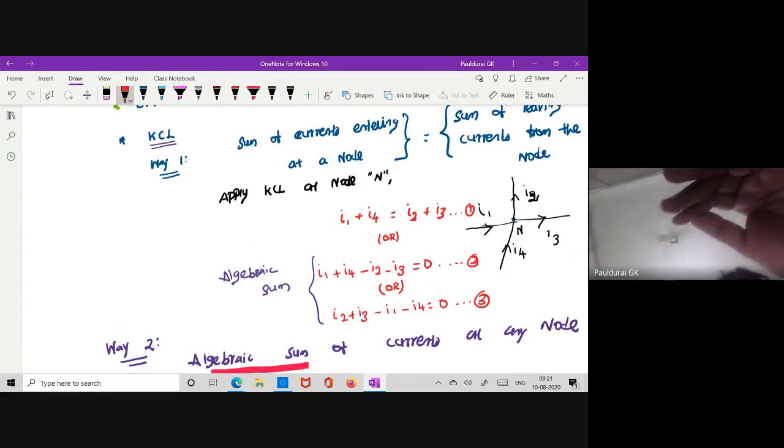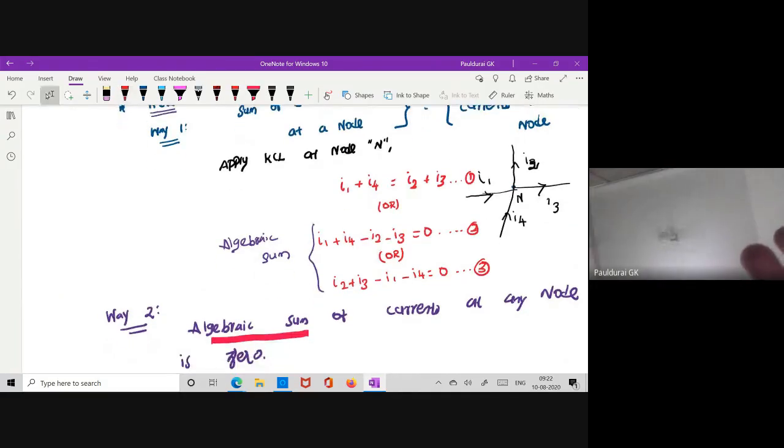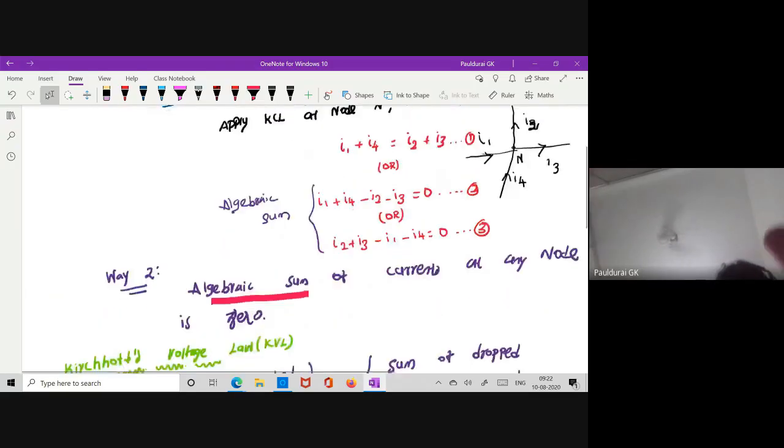So my conclusion: Kirchhoff's current law, which one are we going to follow in the B sheet? Sum of entering currents at a node equals sum of leaving currents from the node. Understood? Don't confuse yourself with this algebraic sum and all. This is just for your knowledge, because it is easy to find whether the current is entering or leaving at a node. Okay? Guys, are you with me?